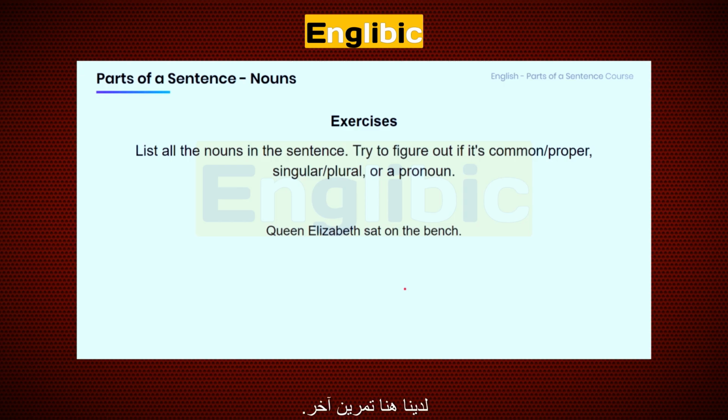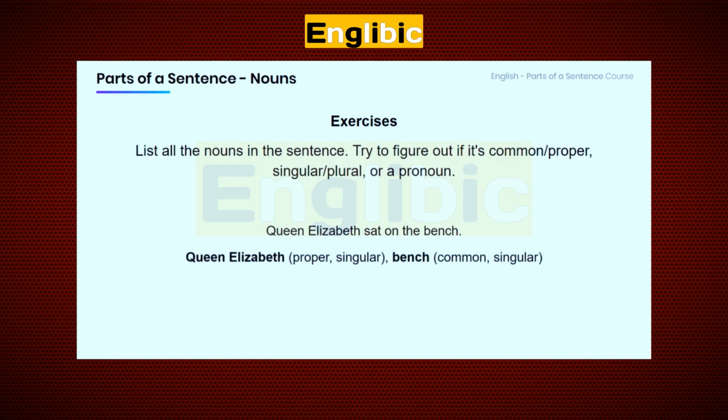Here we have another exercise. So I hope you will pause the video and try to solve this on your own first. So go ahead and pause it. Okay, and now that you're back, let's see what the answer is. Queen Elizabeth is a proper singular noun, right? Queen Elizabeth is unique. There's only one of her. So we capitalize these letters, Q and E. And then we have bench, which is a common singular noun.